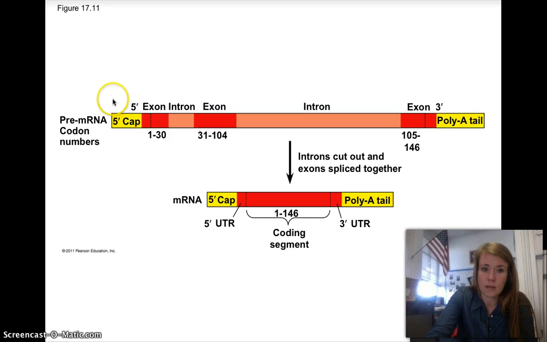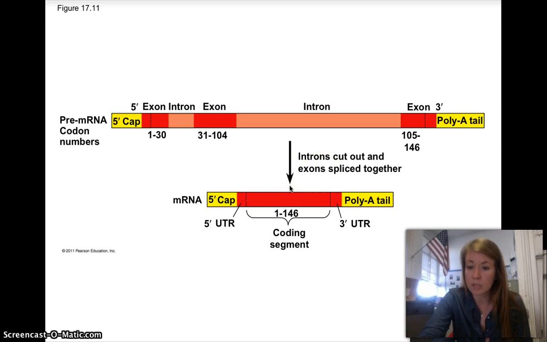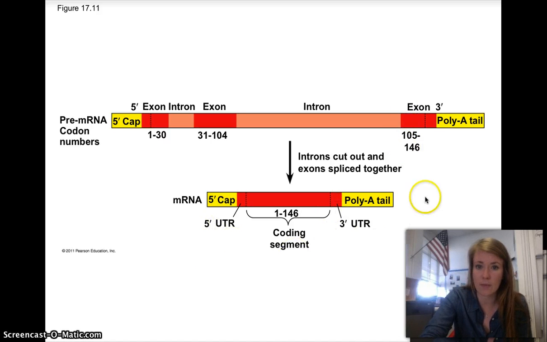So for example, here's our pre-mRNA, here's our 5' cap, our poly A tail, and all this stuff is the RNA, but we only want the codons 1 through 30, 31 through 104, and 105 through 146. We don't want all these other intron things. They're in the way. They don't help us build our protein. So a bunch of enzymes come along, they cut out the section, and they seal the ends back together, and then we have our mature mRNA. So that is our splicing.